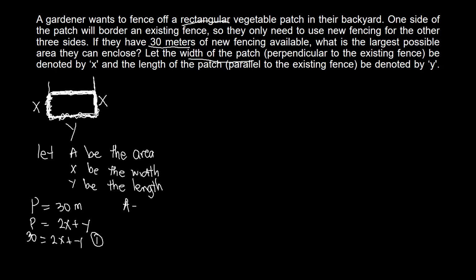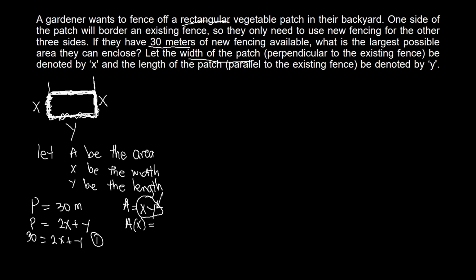Our area for a rectangular field or patch is simply x times y, or the length times width. And if we wanted to optimize area, that means we're working out the area as a function of x. Since area is a function of x, this side must only contain an x. But look at this, we have our y.